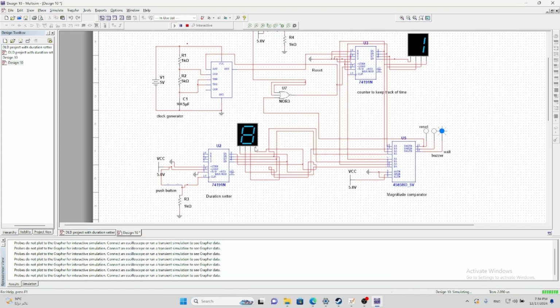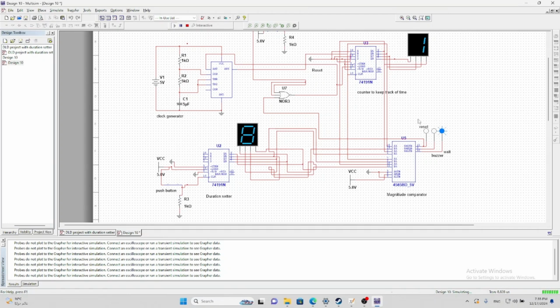And then the second part here is the magnitude comparator, which compares the time the counter has reached, which is the time that has passed, with the duration that the user has set. So let's say the user had set 2, 3, 4. Then if it reaches that much, this light will go on, which means that the buzzer has gone on. So it means that we alarm the user, or notify them, to drink water.